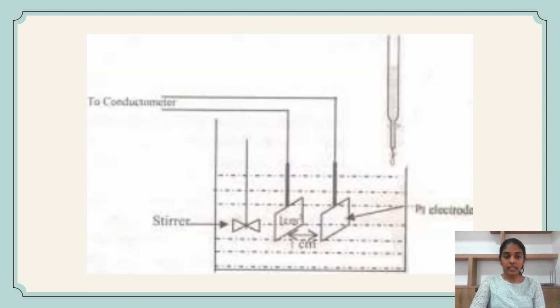So in this diagram, we can see the setup for determining the endpoint of the titration. Over here, we can see two platinum electrodes, these two sheets over here, which are connected externally to a conductometer by metallic wires. We can also see a stirring machine over here to maintain uniform concentration of the electrolyte. And here we have a burette containing the titrant.